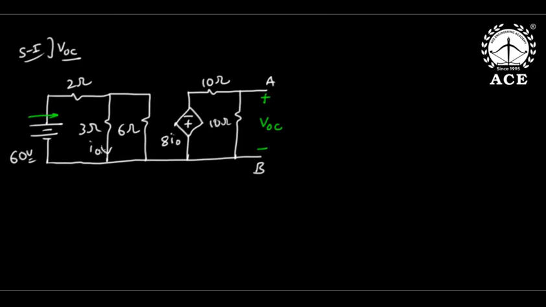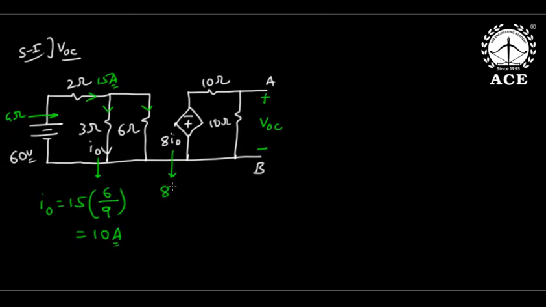But this fellow is receiving energy due to some interconversion. So the resistance is 2 plus 3 in parallel to 6, again 2 plus 2, 4 ohms. 60 by 4, total 15 amperes. Now 15 amperes will divide by the current division rule. I0 will be total current into opposite 6 by sum 9. So 90 by 9, 10 amperes.